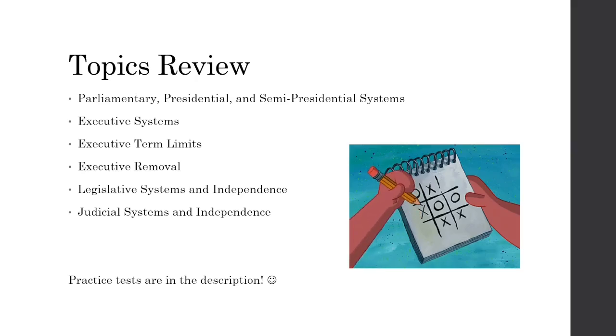We went through a lot. So we went through parliamentary, presidential, and semi-presidential systems. We went through the executive and legislative and judicial branches. We went over executive term limits and the removal of the executives. We also went through legislative and judicial independence and a great analysis of checks and balances and separation of powers.